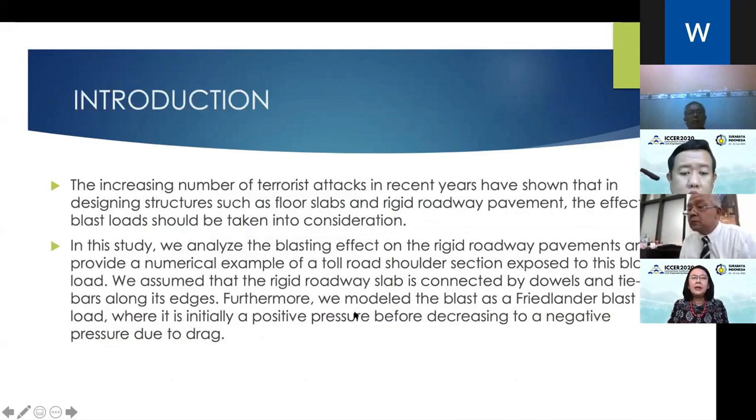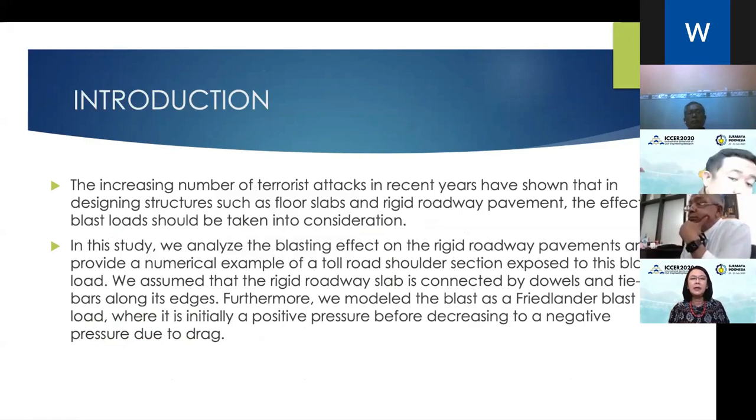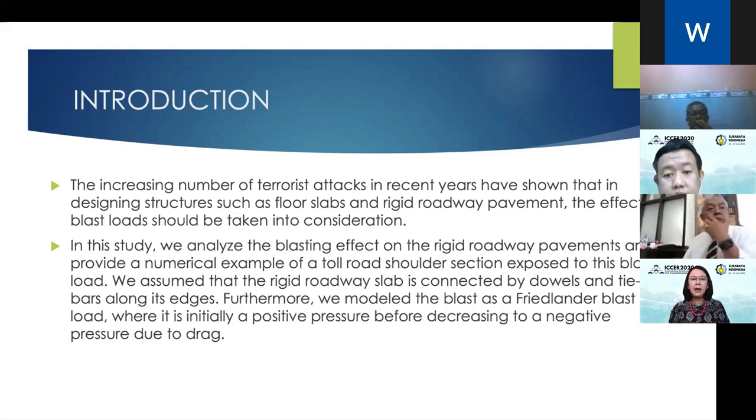I would like to start with the introduction. The increasing number of terrorist attacks in recent years have shown that in designing structures such as floor slabs and rigid roadway pavement, the effect of blast load should be taken into consideration. In this study, we analyzed the blasting effect on rigid roadway pavements and provide a numerical example of a toll road shoulder section exposed to this blast load. We assume that the rigid roadway slab is connected by dowels and tie-bars along its edges. Furthermore, we model the blast as a Friedlander blast load, where it is initially a positive pressure before decreasing to a negative pressure due to drag.